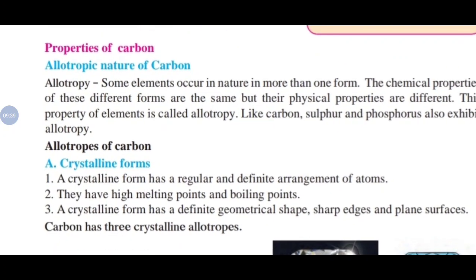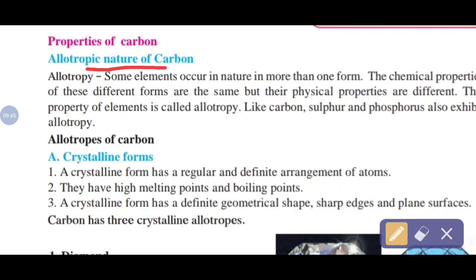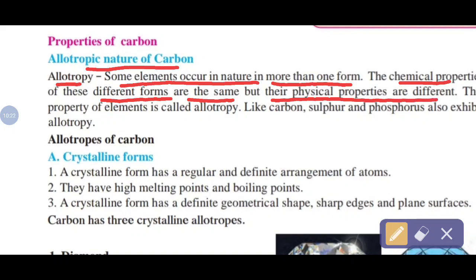Next is properties of carbon. So, allotropic nature of carbon. Allotropy. Already you learned what is meant by allotropy and allotropes of carbon in the previous standard also. Now see that some elements occur in nature in more than one form. The chemical properties of these different forms are the same, but their physical properties are different.